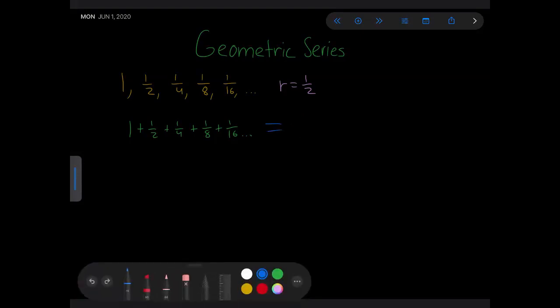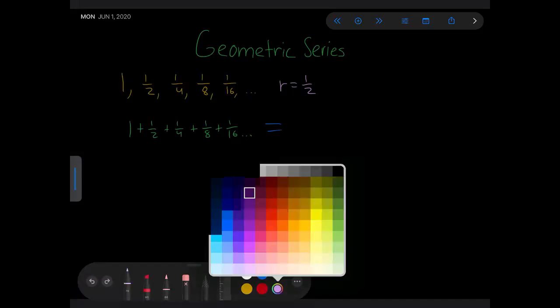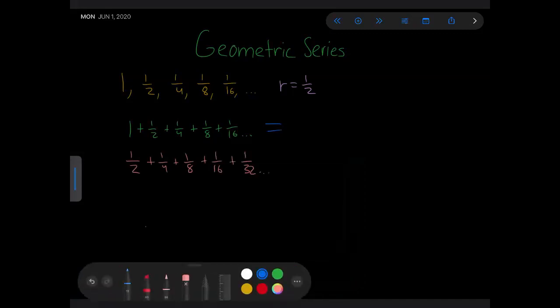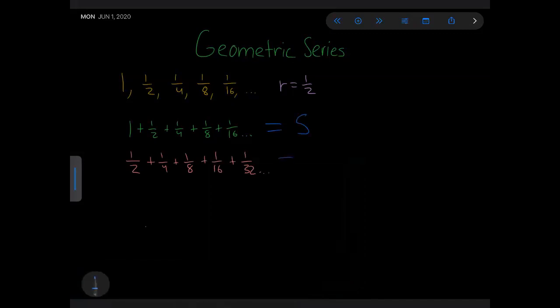And now we're going to get, let's use a different color. You said red was too dark last time, right? Let's use orange. 1/2 plus 1/4 plus 1/8 plus 1/16 plus 1/32. Our s went missing. And this is going to equal s over 2 because it's just our first sequence multiplied by 1/2.